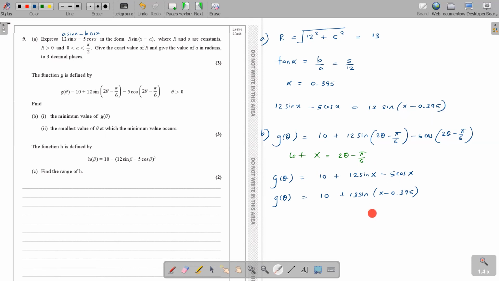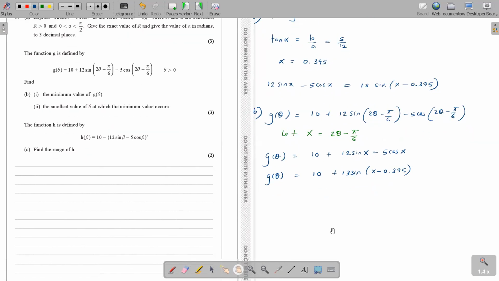Now the task is to find the minimum value of g theta. So how do we find it? You could do one more substitution here. To make things easier, I would like to work with a single angle of x, as this is a compound angle here. So let another angle y be x minus 0.395, which means g theta equals 10 plus 13 sin y, which is very easy for us to understand.